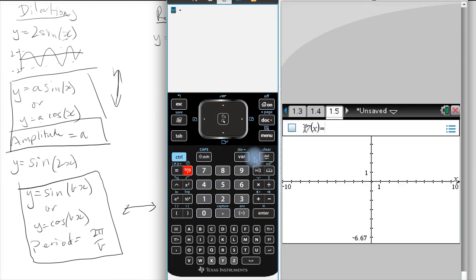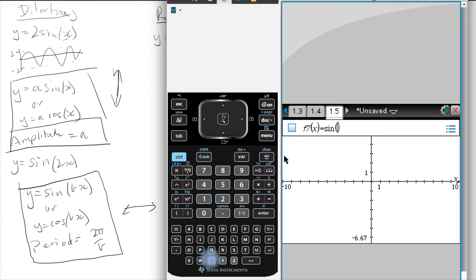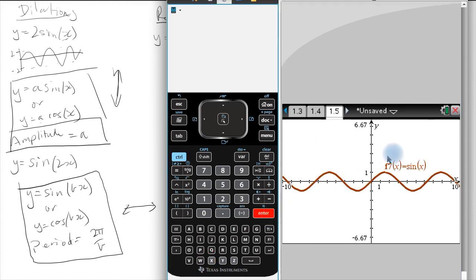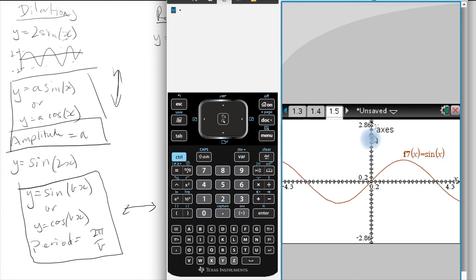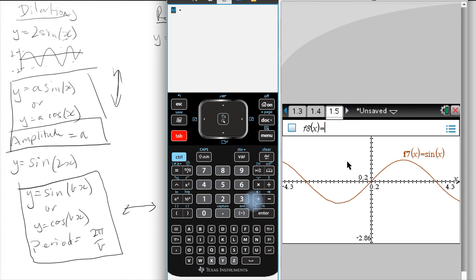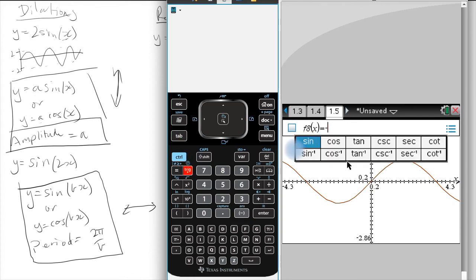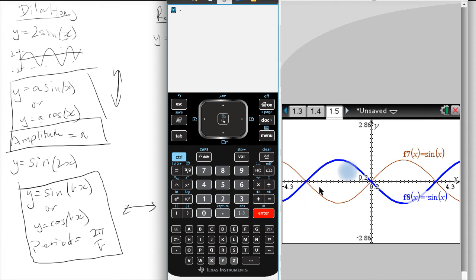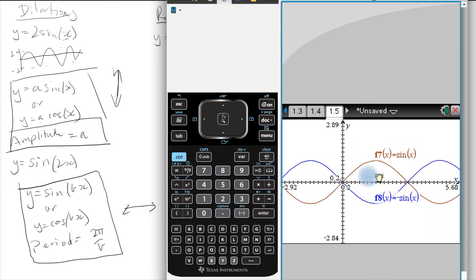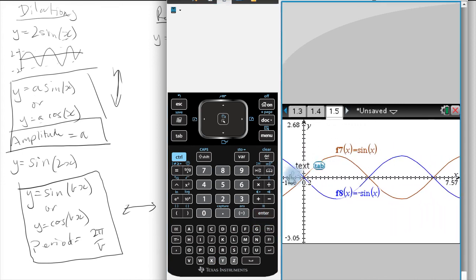So here's our original graph, sine of x, and I might even zoom in for this. Okay, so there's sine of x, and now let's do another one, which will be negative sine of x. And there you can see what's happened. Instead of this graph starting at 0 and then going up, it's now starting at 0 and going down first. So it's been reflected across the x-axis.